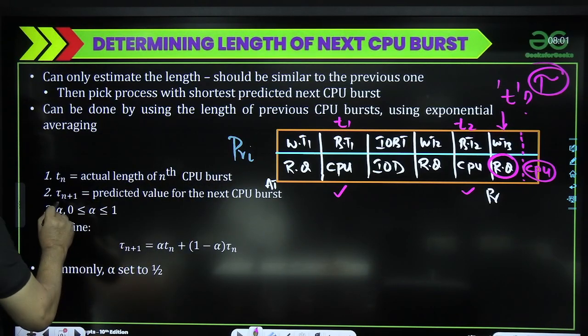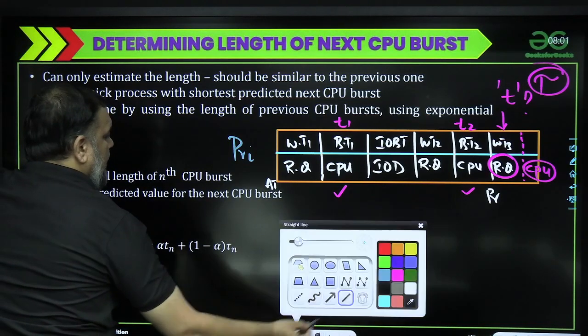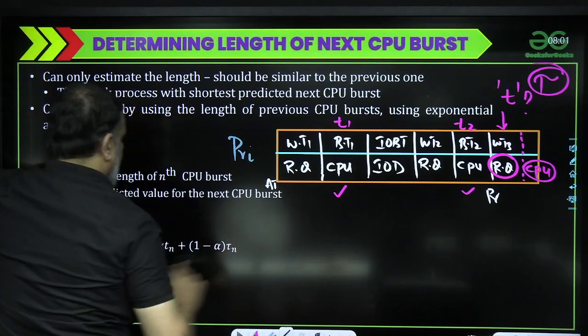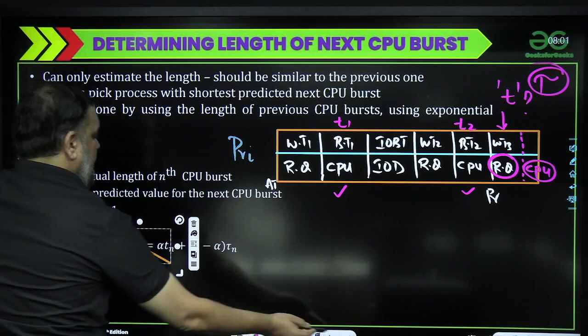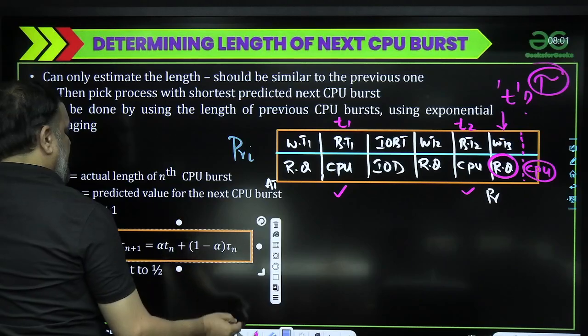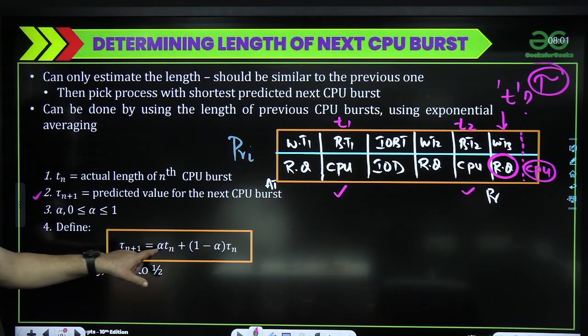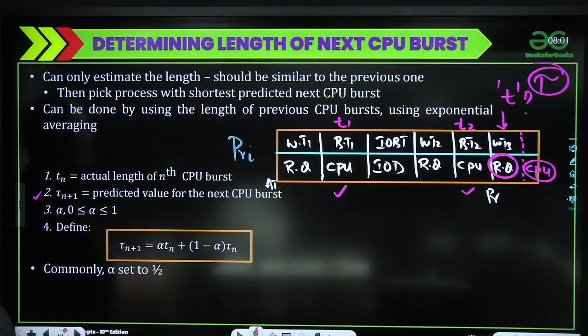So the next CPU burst is indicated by tau n plus 1. There is some alpha constant lying between 0 and 1. The formula for the exponential averaging technique for predicting the next CPU burst, or the length of the next CPU burst of the process, is tau n plus 1 equal to alpha Tn plus 1 minus alpha tau n.